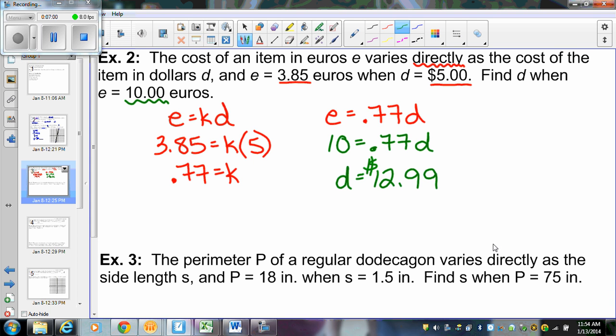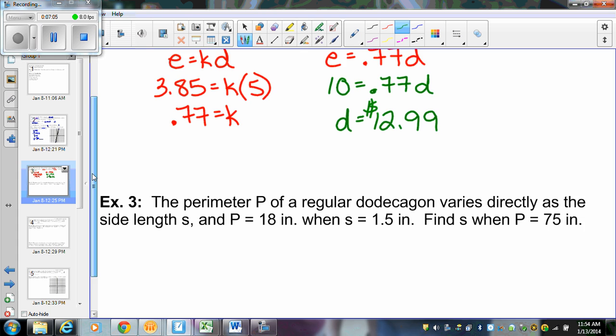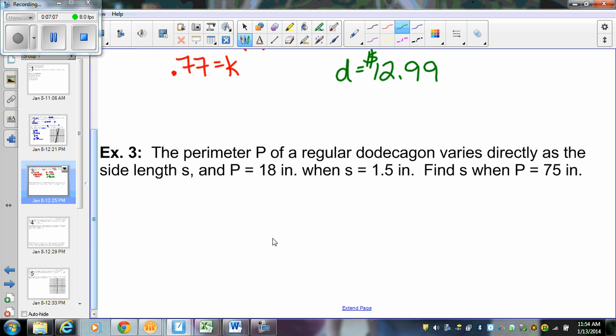Okay, so I want you to pause the video for a minute and give this word problem right here a try, based on the perimeter of a regular dodecagon.